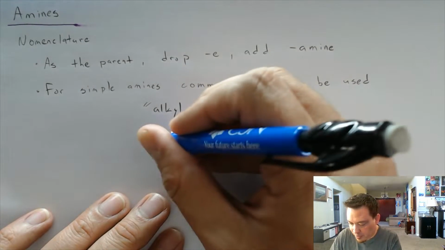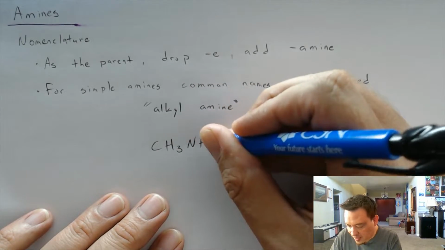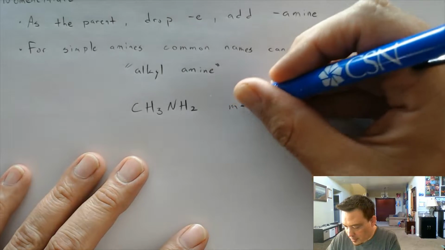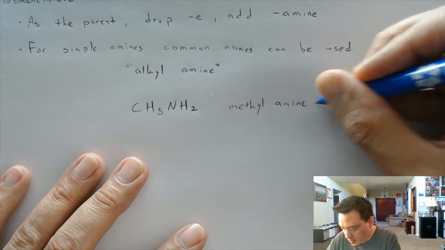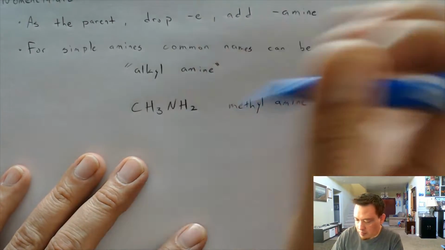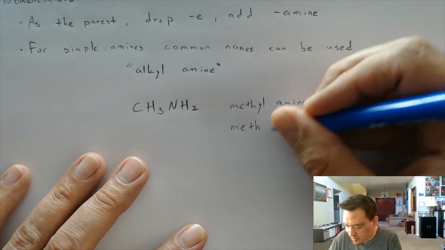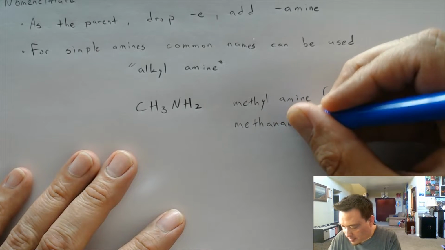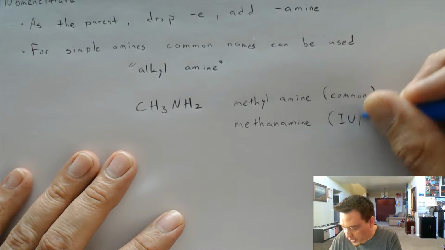So for an example, the simplest amine is methylamine. Methylamine is a common name. So this is your common name. And then to name this the IUPAC way, it's methane. We drop the E, so it's methanamine. And this is the IUPAC way.